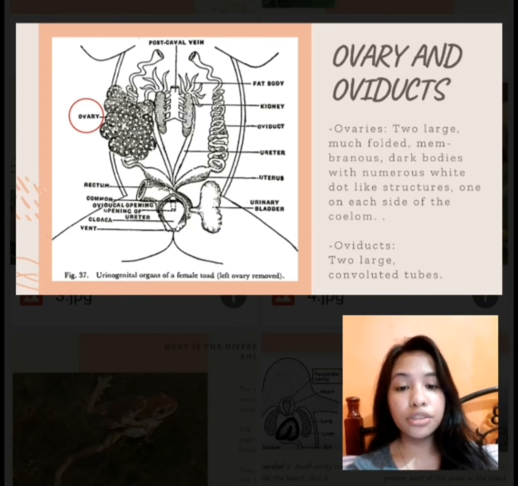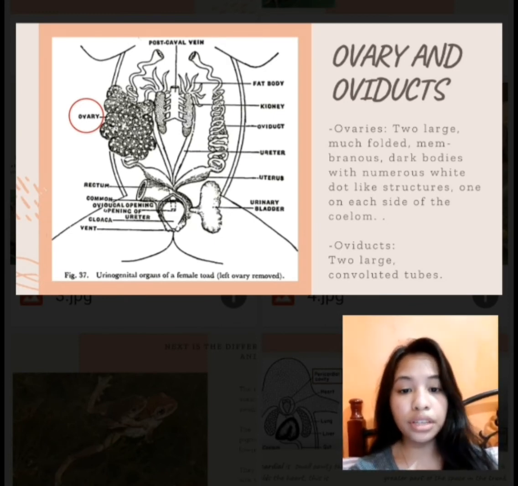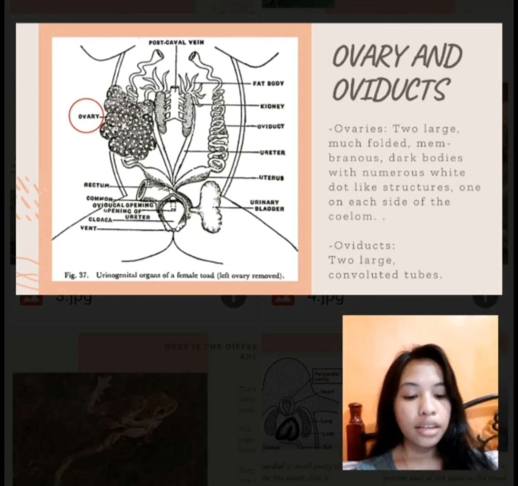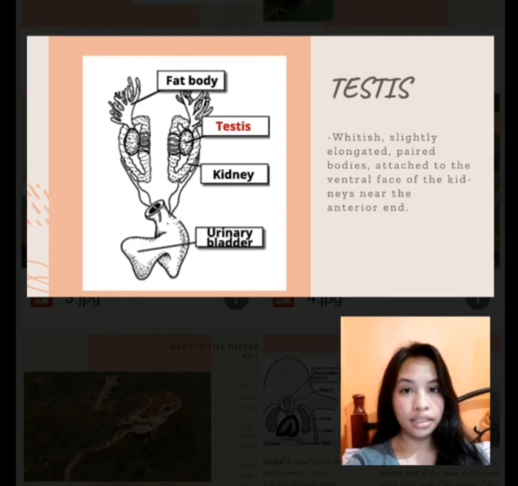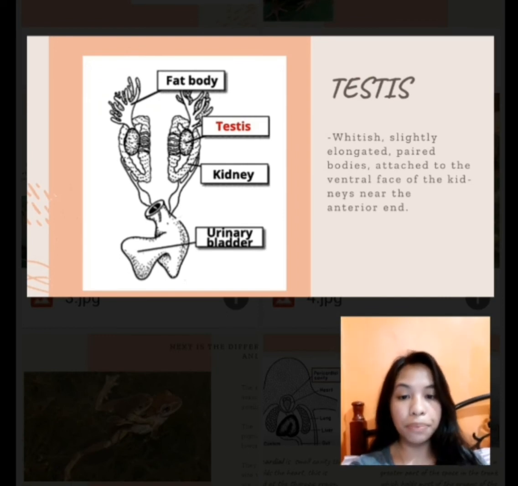Ovaries are two large, much-folded membranous dark bodies with numerous white dot-like structures, one on each side of the colon. The ovaries are slung to the dorsal wall of the coelom by mesentery. It has oviducts, the two large convoluted tubes. Testes, whitish, slightly elongated paired bodies attached to the ventral face of the kidneys, near the anterior end.